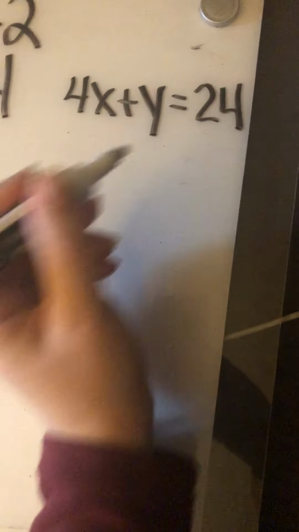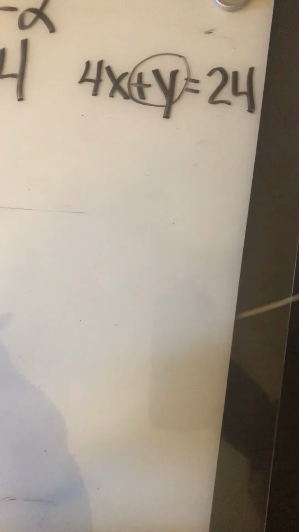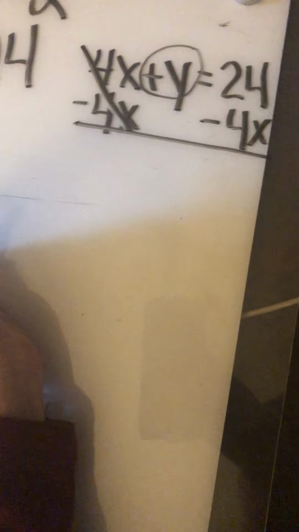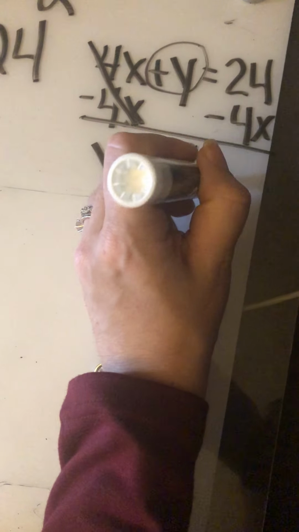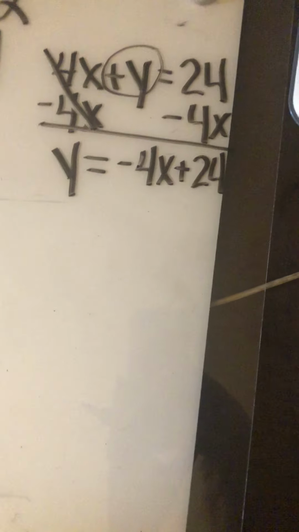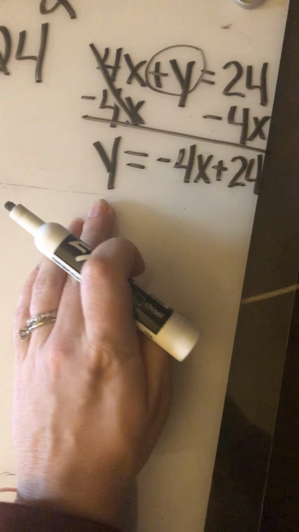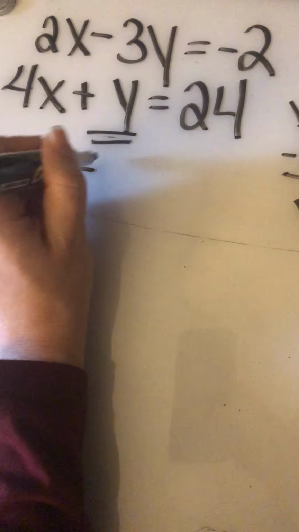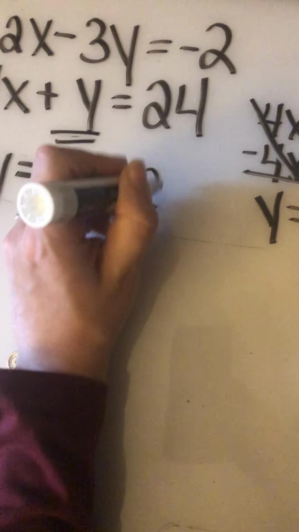So I'm going to rewrite that equation over here. I'm going to write 4x plus y equals 24. And then my goal is to get y by itself. Okay, so I'm going to now subtract 4x from both sides. And then these will cancel. I'll be left with y equals negative 4x plus 24. So now that I have isolated y, I can take this equation, I'm going to write it over here, y equals negative 4x plus 24.